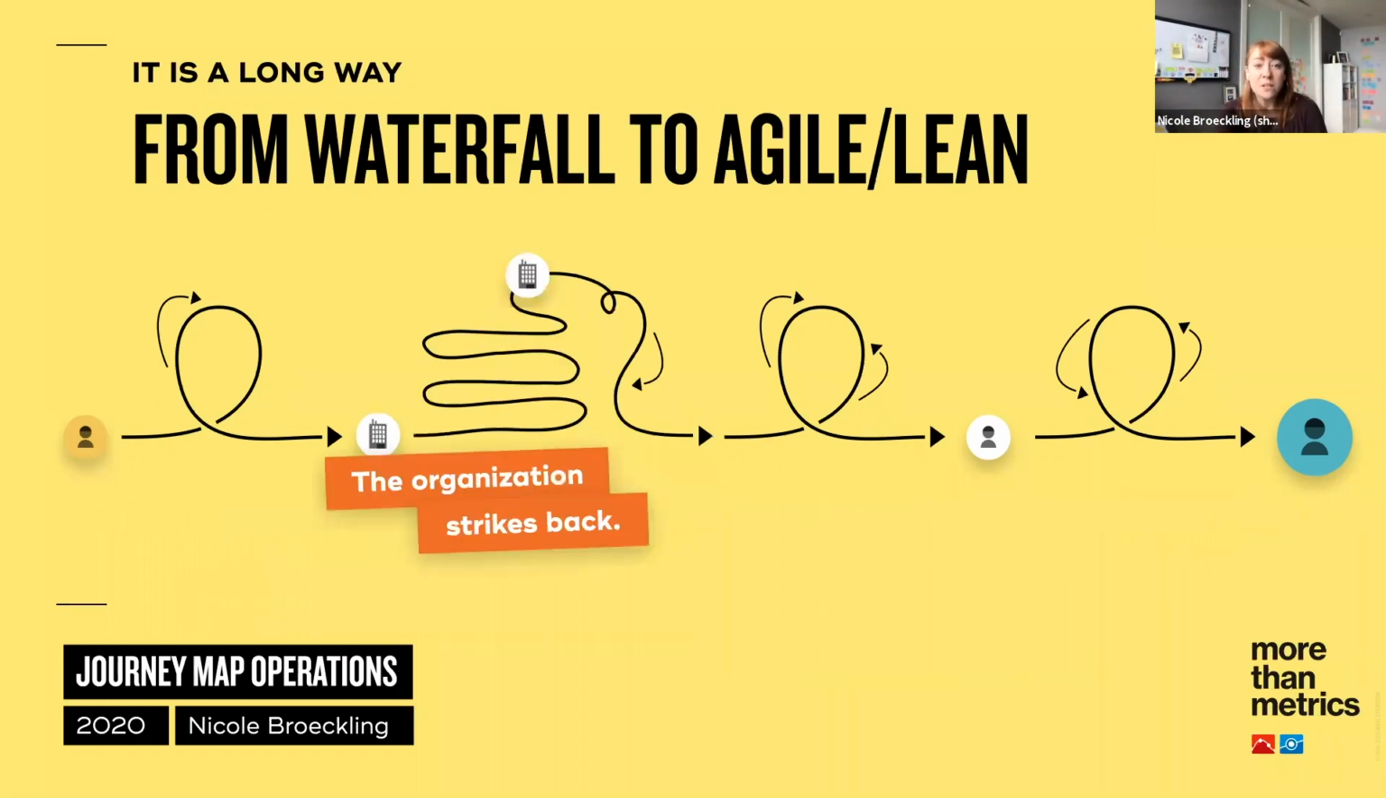Sometimes you have a department that has made the changes necessary. They're ready to start sprinting and moving quickly, but the whole organization hasn't gone down that path, and the organization strikes back. So you're trying to move really quick, and all of a sudden another department steps in, and that really quick sprint turns into this long, winding road that can take a really long time to get through.